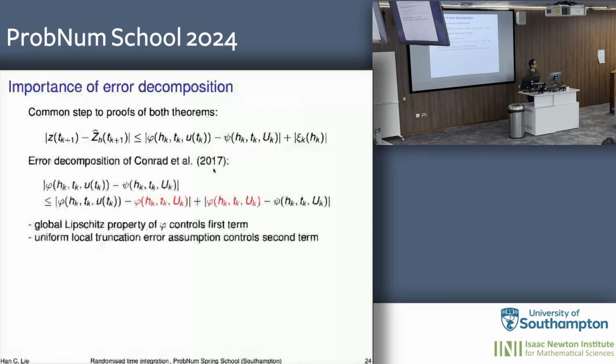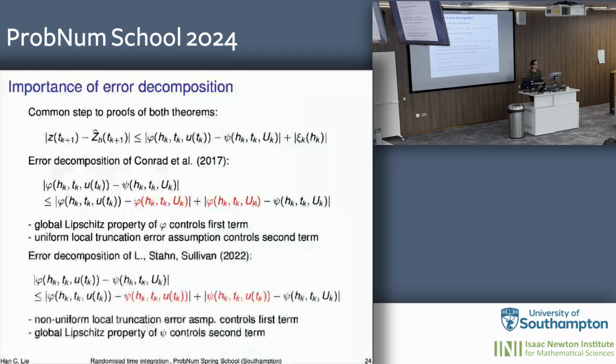Now, Conrad et al. did the following thing. How do you control this? You do the usual trick. You add 0 and you apply the triangle inequality. And the 0 that they added depended on the true flow map. Because of this choice of error decomposition, they used the global Lipschitz property of the flow map to control the first term, and they used uniform local truncation error to control the second term.